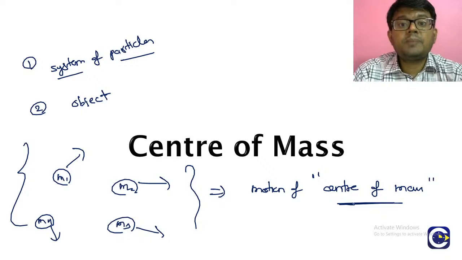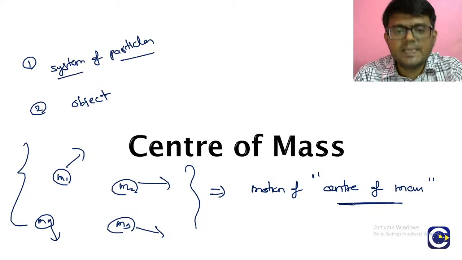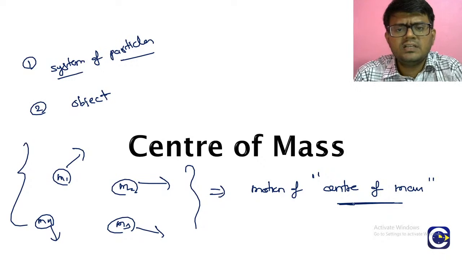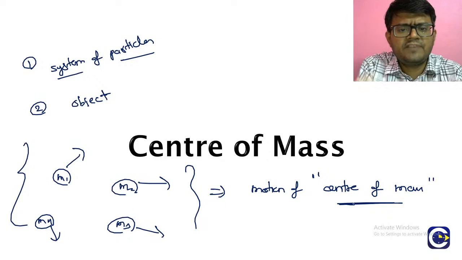Extended object means the number of particles is infinite. First, let us begin with the system of particles. If you have a system of particles, the particles can be moving in different directions, right? Already we saw that in case of collision. The particles moving in different directions can come and collide, we have seen.